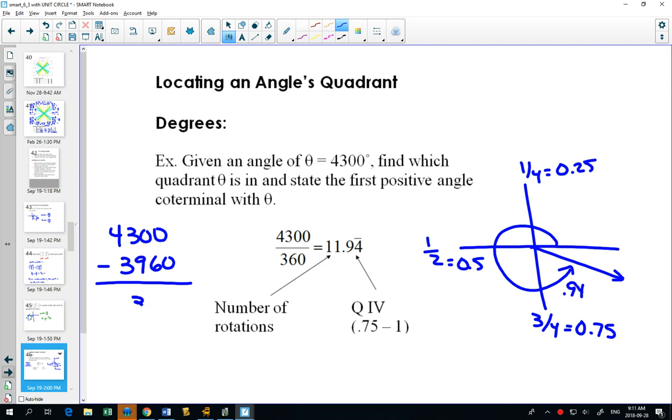And figure out how many degrees I have left. So I started with this 3960, which is 360 degrees times 11, because we went 11 full times around.